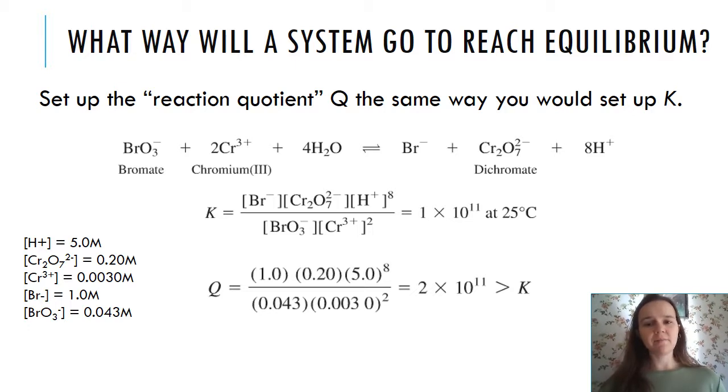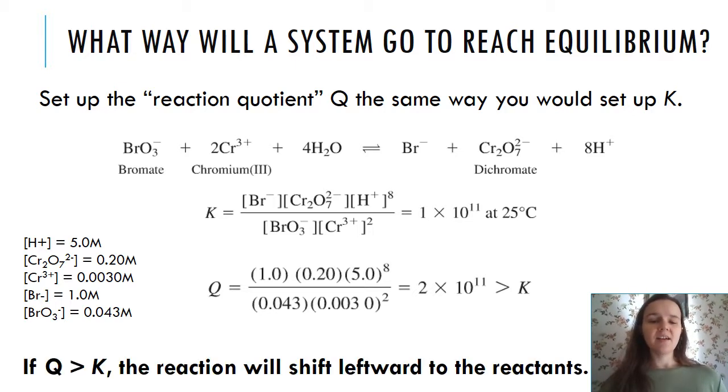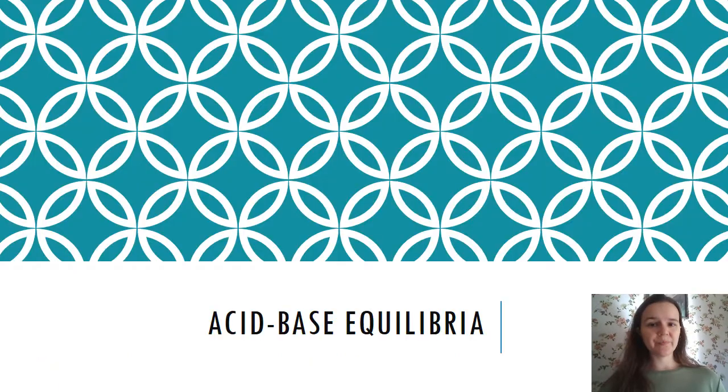And since it's bigger, it means there are excess products. So if you have a Q that's bigger than K, because you have excess products, a larger number on top, the reaction is going to shift leftward towards the reactants. So that's how we go about doing this mathematically for Le Chatelier's principle.